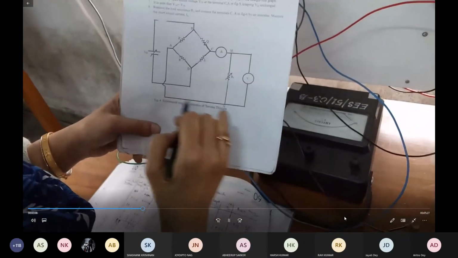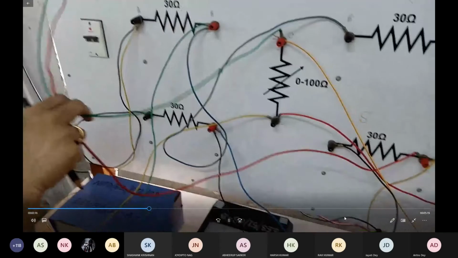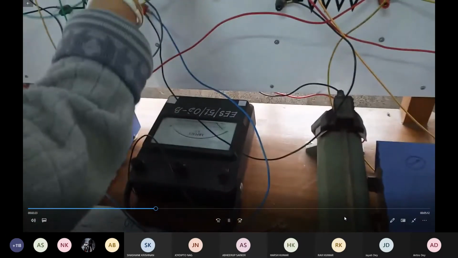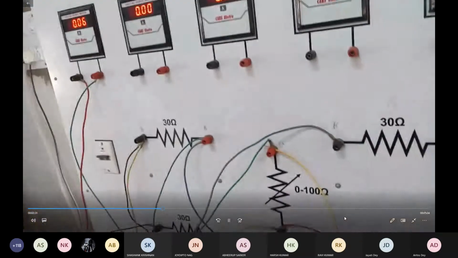That means across C and A, one ammeter is connected. So this ammeter is here. So this is connected across C and A. So across C and A, it is in series. You can see over here it is connected, right? So this is C, this is A point. Through resistor, through rheostat, it is connected.